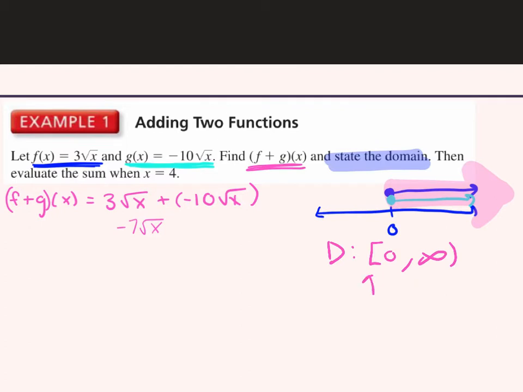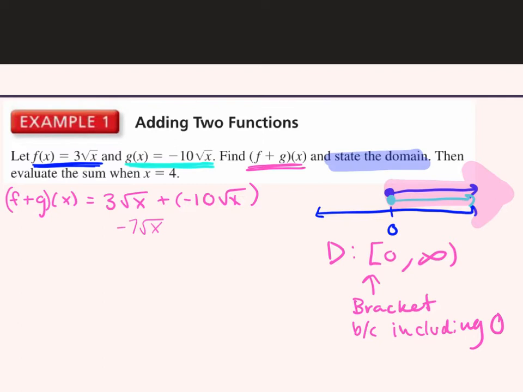And we put brackets around 0 because it's including 0. Because we can plug in 0 and we can take the square root of 0. We just can't take the square root of a negative number. So we're including 0, that's why we put a bracket.